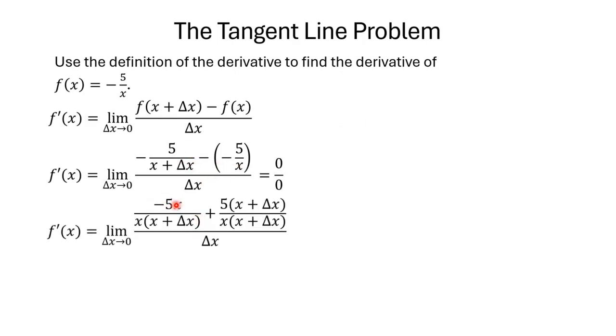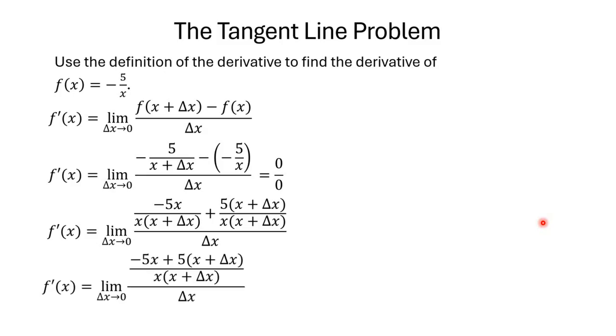And I get negative 5x divided by x times x plus delta x. The second fraction is actually missing the factor x plus delta x, that binomial. So I multiply the top and bottom by x plus delta x. Now that these two fractions in the numerator have the same denominators, I can actually combine them into one fraction, and that fraction is this.